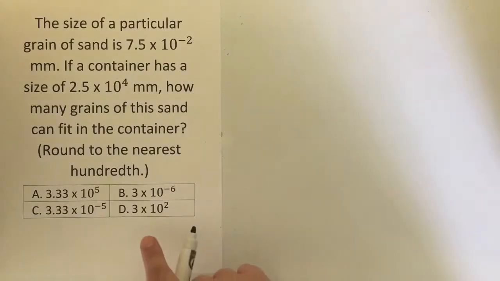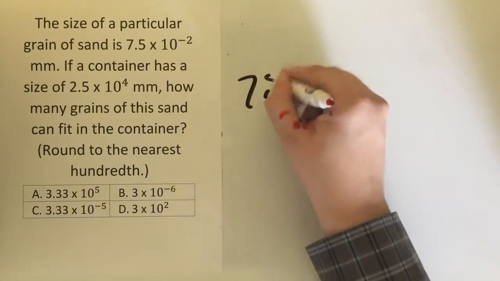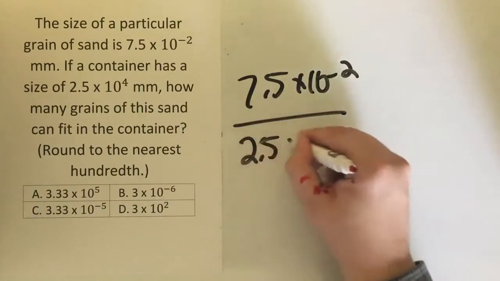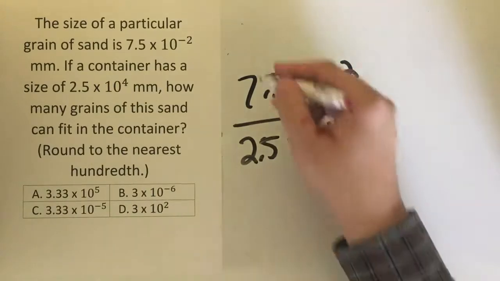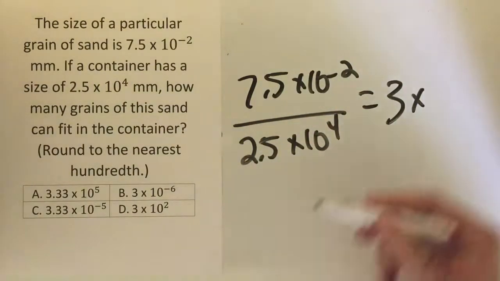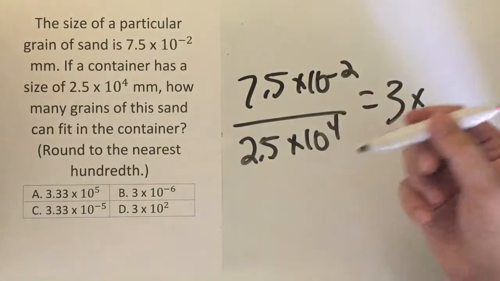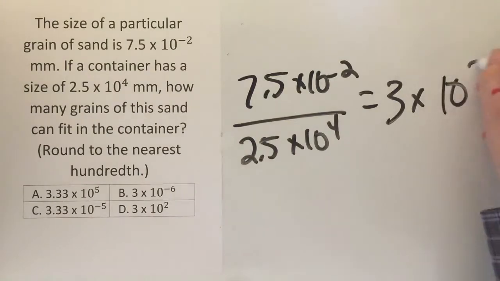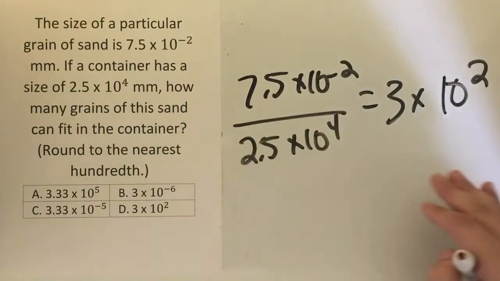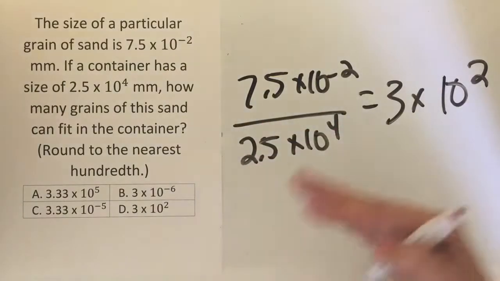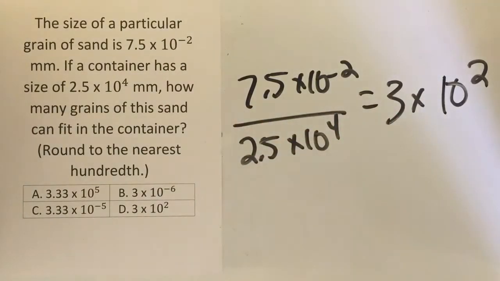If somebody were to choose D, they would have made the same mistake as B. They would have divided backwards. 7.5 times 10 to the negative 2nd divided by 2.5 times 10 to the 4th. Again, 7.5 divided by 2.5 is 3. But instead of subtracting these two, which is the proper rule for division, they added them instead and got 10 to the 2nd. So if they had chosen this answer, they would have, A, done this backwards, and B, gotten a little confused on the rules for dividing exponents.